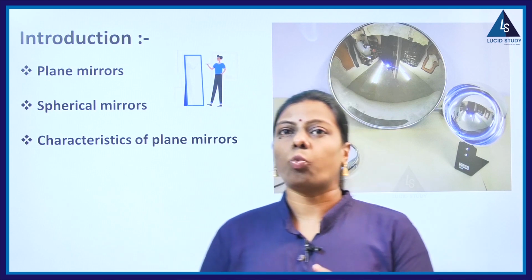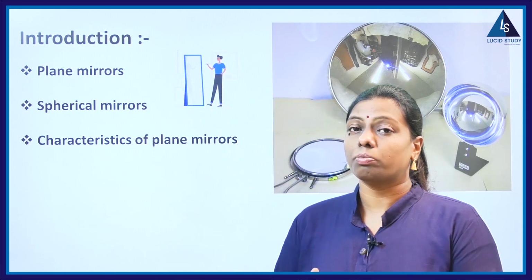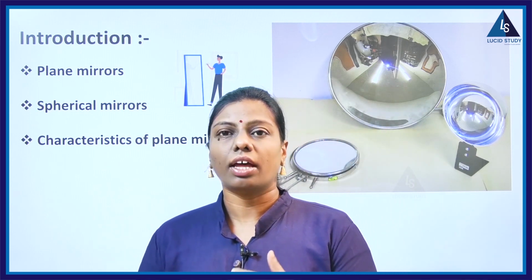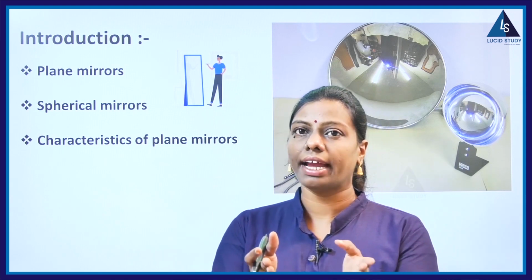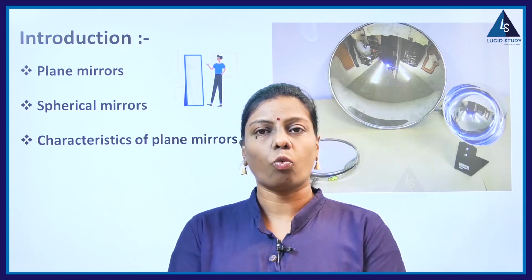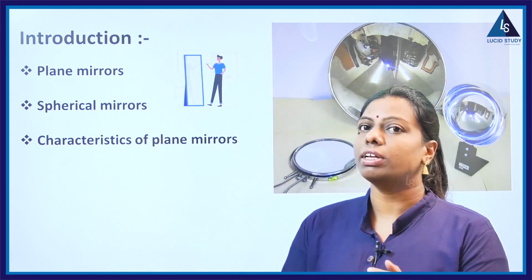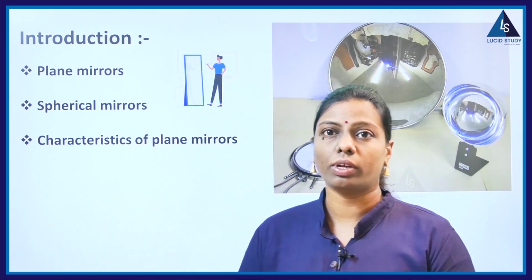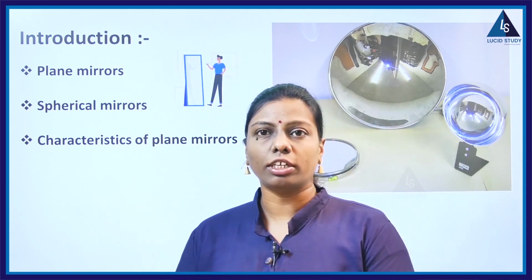So what are the characteristics of the image formed by the plane mirror? A plane mirror has some characteristics. What are those? The image is virtual. The image is formed in the mirror, right? So the image is virtual. What do you mean by virtual? One which cannot be formed on a screen is called a virtual image. Okay, so the image is virtual.